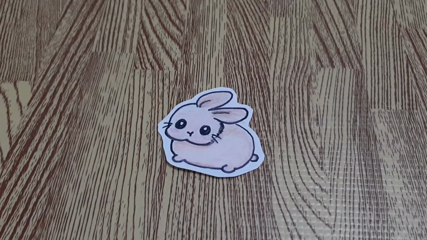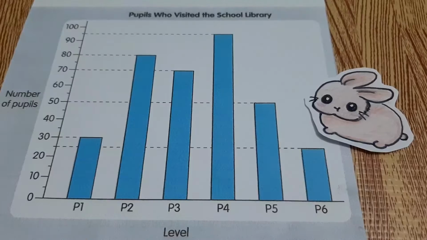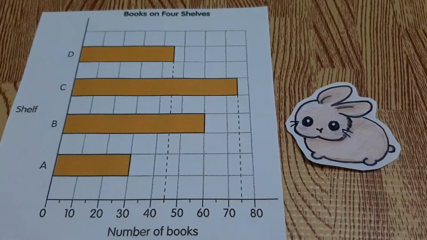Okay, so today we are going to review about graphs. There are two kinds of graph. The first one is the vertical graph, and the next one is the horizontal graph. Okay, so we are going to go to the first graph.